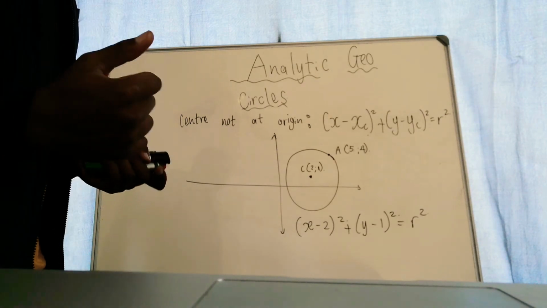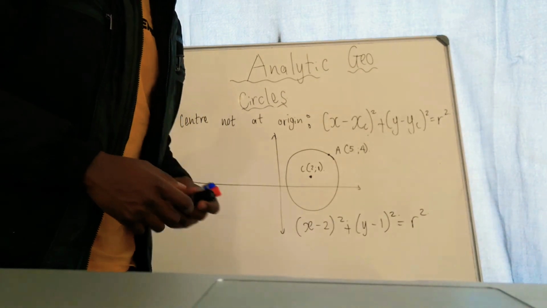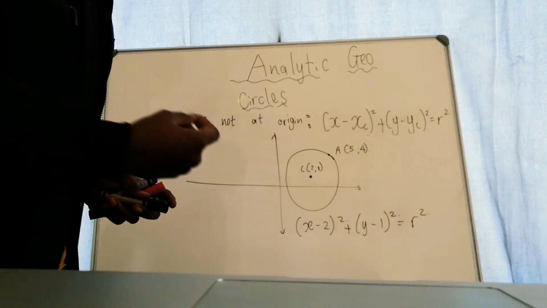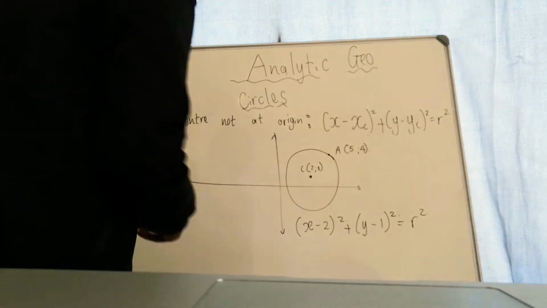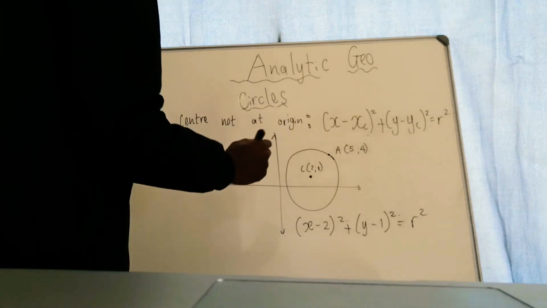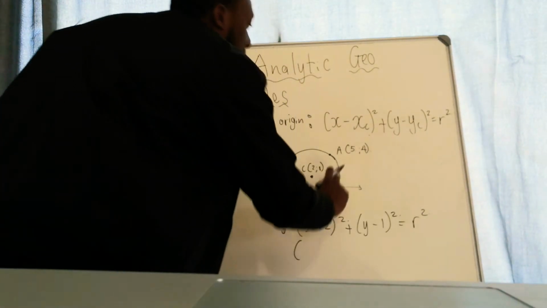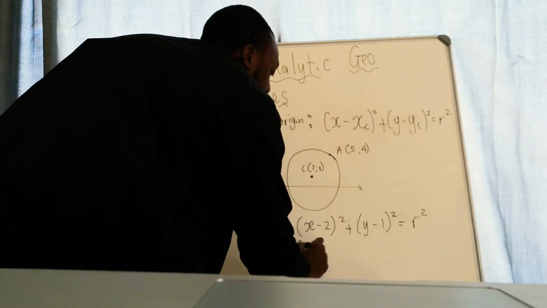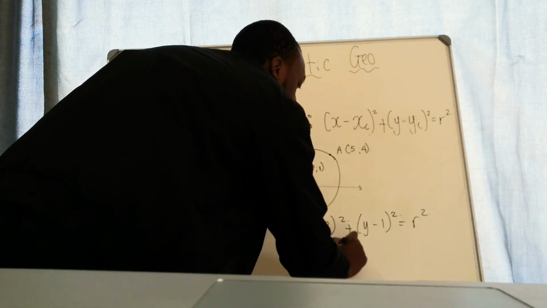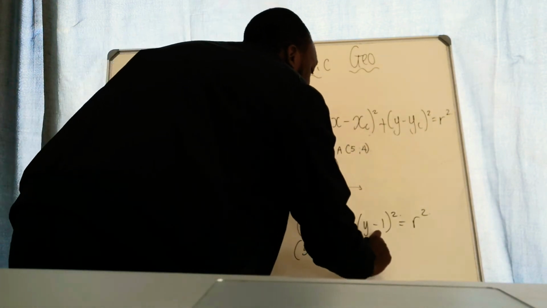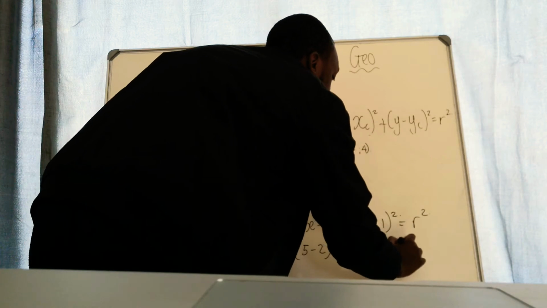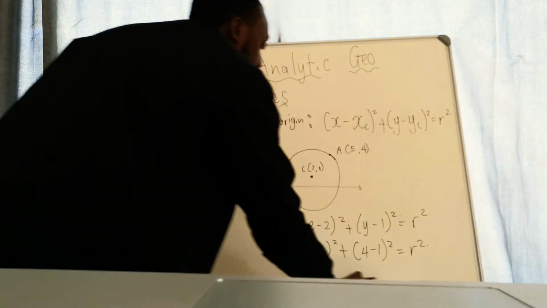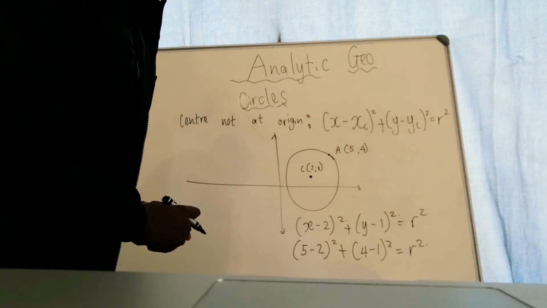Like I said, for you to find the equation, you need one more point, and we're given one more point, that A value. So what we're going to do is substitute the 5 for the x here. We're going to substitute the 4 for the y there. And we're going to try and solve for the equation.